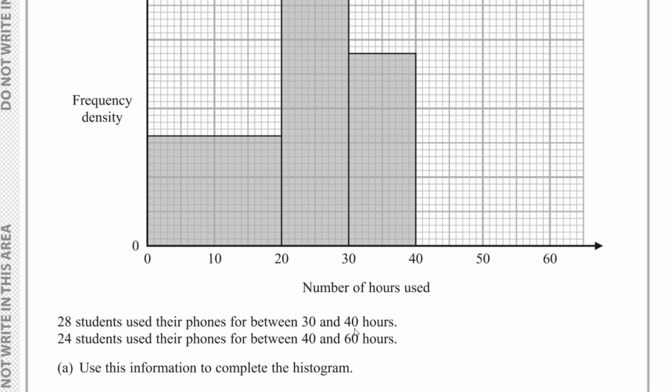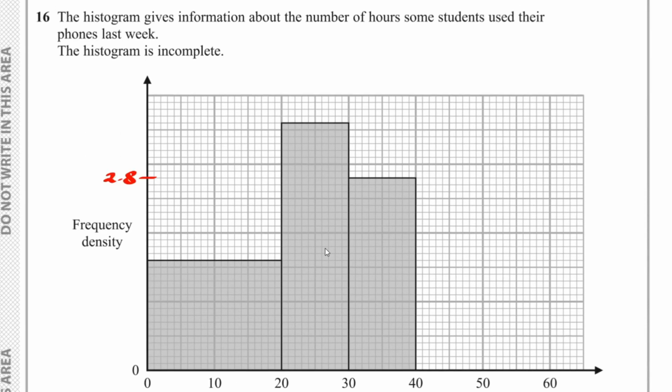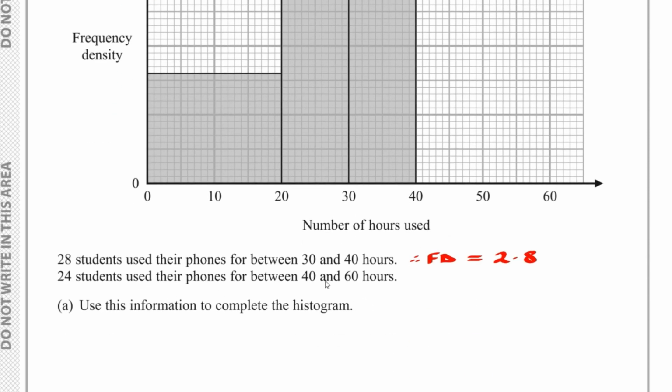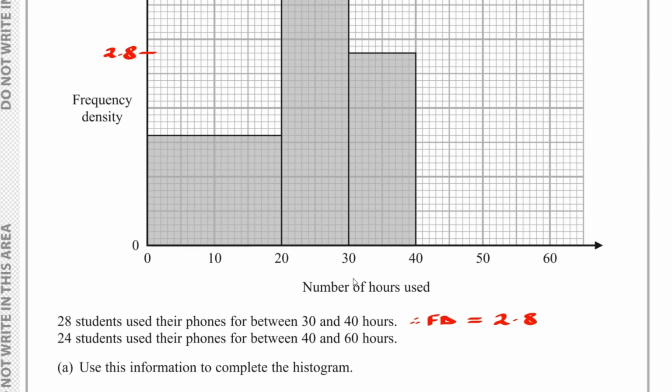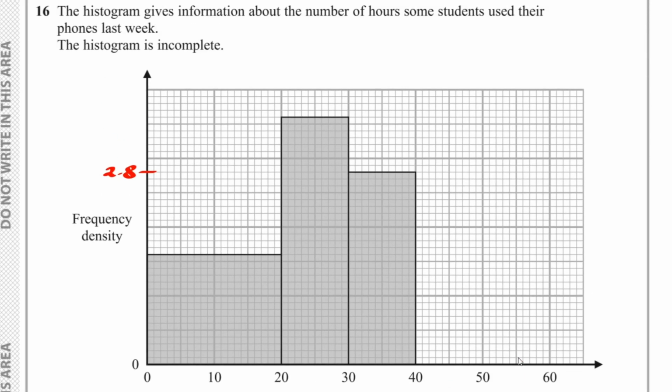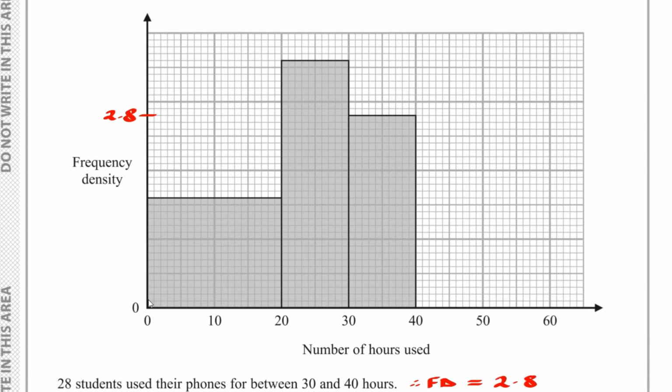We've got 28 divided by 10, which is 2.8. So the frequency density here is 2.8. And if I add this to the diagram, we've got that information shown for this bar. And then for the 24 students, I've got my frequency, which is 24, and my class width, which is 20. So my frequency density is 2.4. And if I find where 2.4 is here, 2.4 is here. So I need a class width of 20 and a frequency density of 2.4. So here is the remaining box.